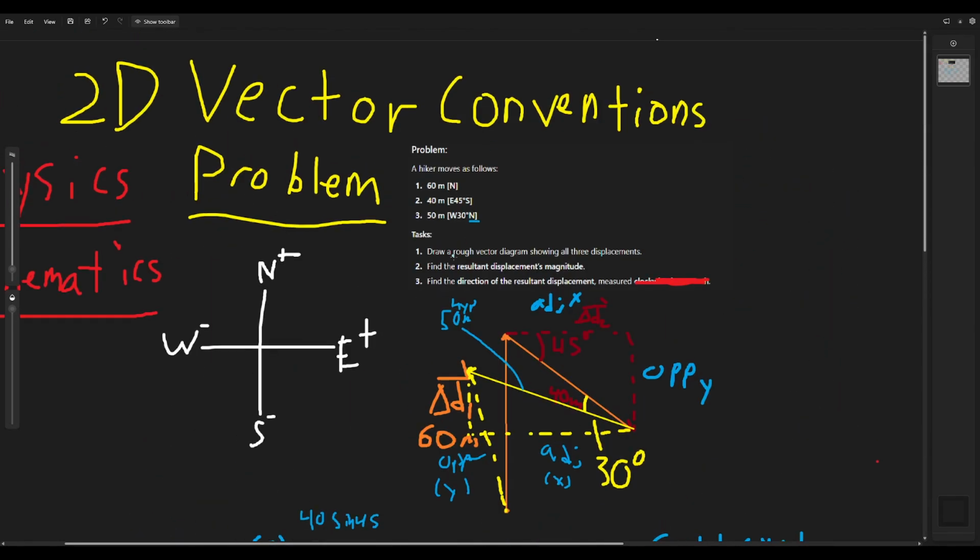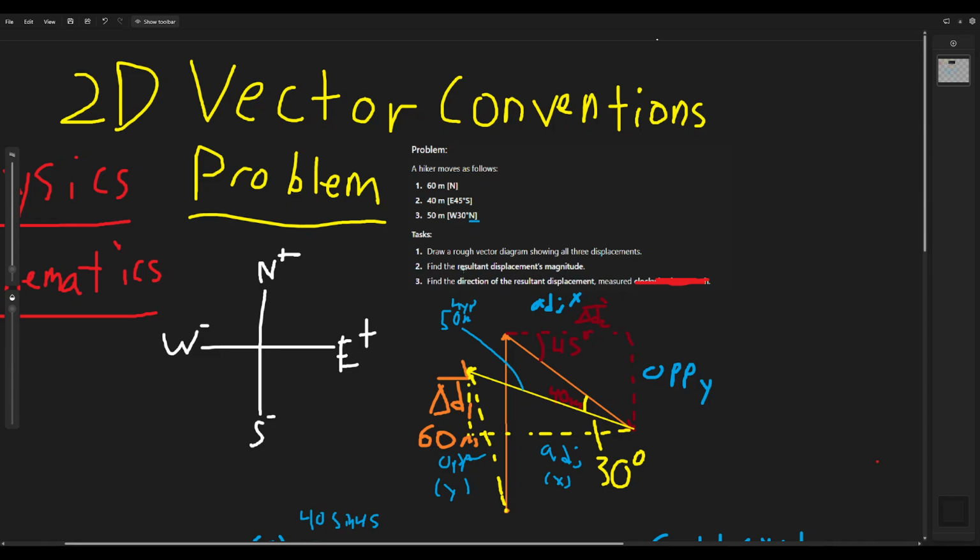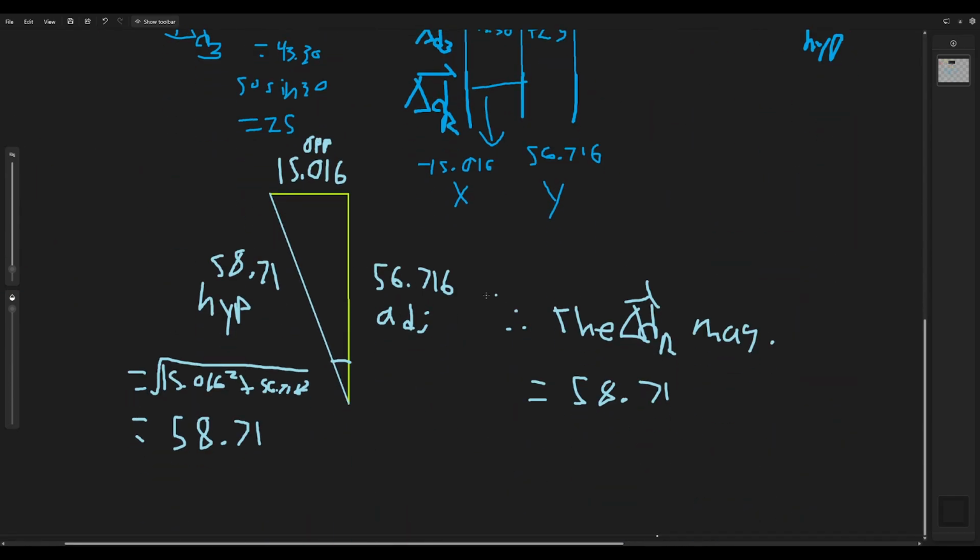So that answers the first question: find the resultant displacement's magnitude. We can say the resultant displacement magnitude is equal to 58.71, but that's not our final answer. It wants us to find the direction of the resultant displacement. What it means by that is we also have to find this angle, because this is not perfectly straight horizontally or vertically, so we're going to have to measure the angle there.